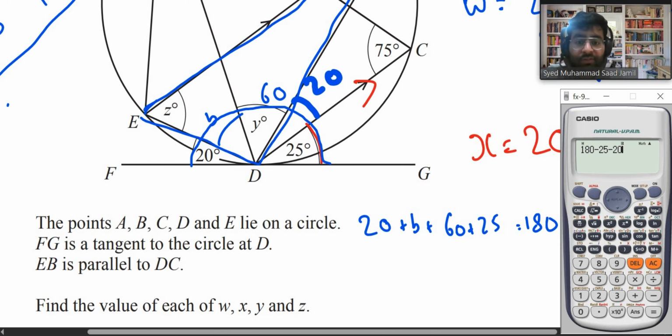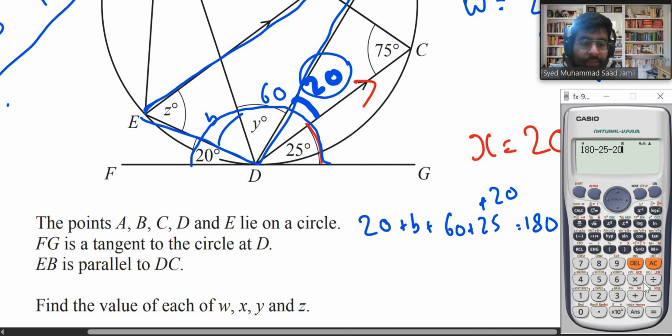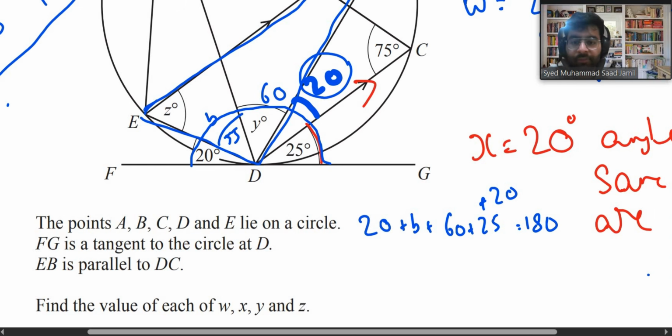Oh guys, I missed this 20. Sorry, there's another 20. So there are two 20s. Okay, so what will I do? 180 minus 25 minus 20, again minus 20, and then minus 60. We get 55. So this angle B is 55.